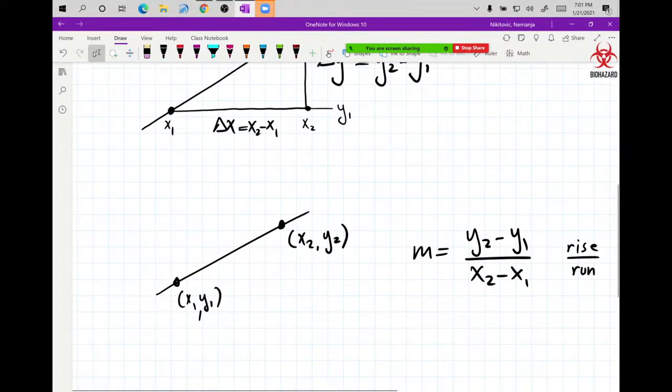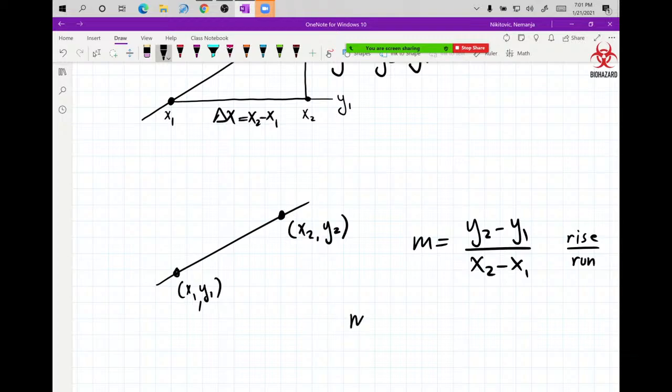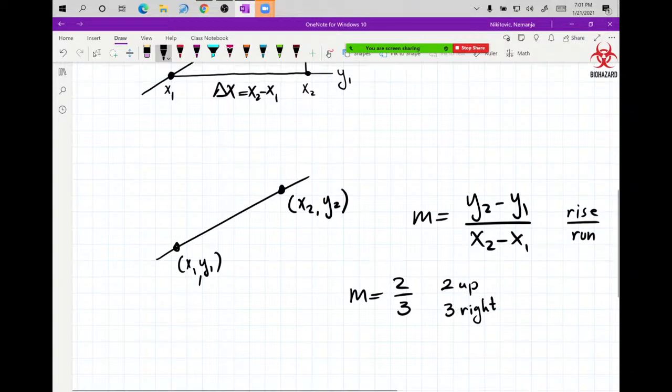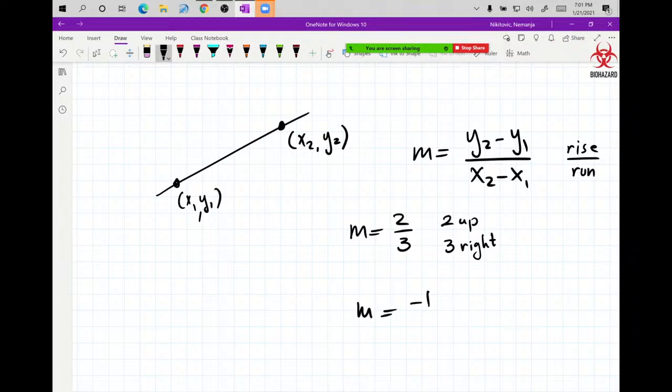Now, when you have a positive number, like m equals 2/3, then 2 up, 3 to the right. When you have negative values, negative 1 over 6, whatever, that's 1 down, 6 to the right. So you can see that the denominator is always positive and always going to the right. It's the numerator that is positive or negative, and you get to go up for positive numbers and down for negative numbers.